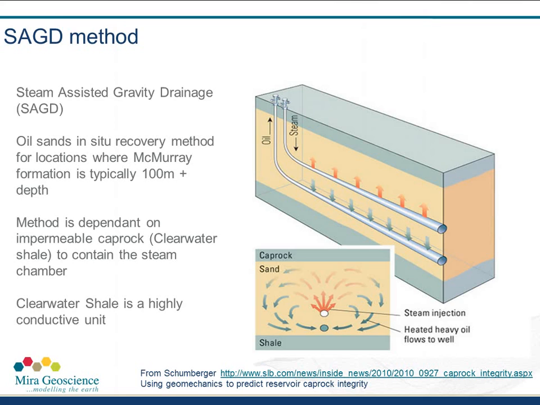The Clearwater Shale is a highly conductive unit which lies immediately above the reservoir rock, which is the McMurray sands. And the Clearwater Shale is a relatively thin layer, which occurs anywhere from surface to 500 or 600 meters. For SAGD, that Clearwater has to be about 150 meters before this method becomes viable. So mapping of the consistency of the Clearwater Shale and the nature of the reservoir is critical to maximizing recovery in this environment.